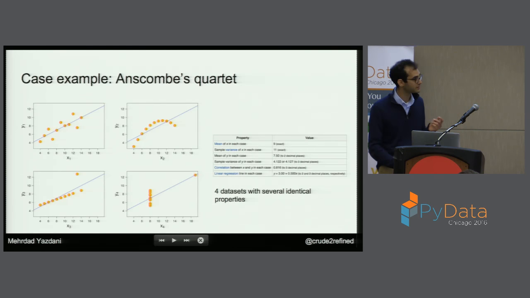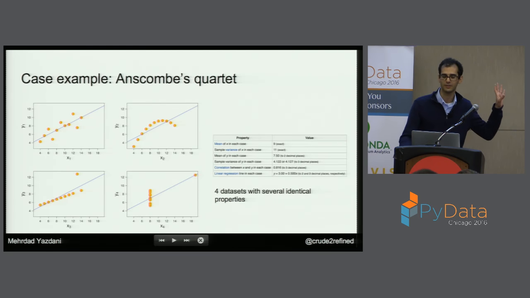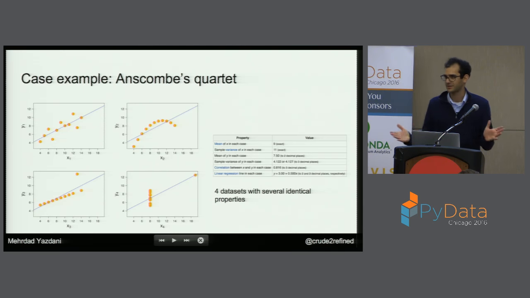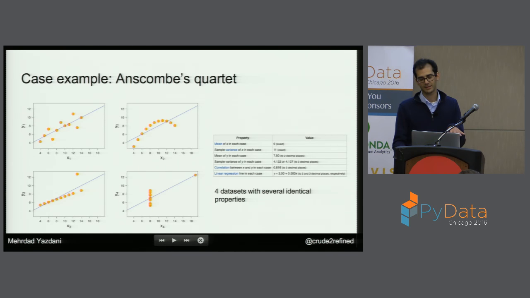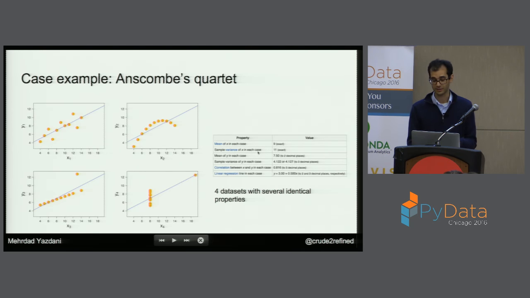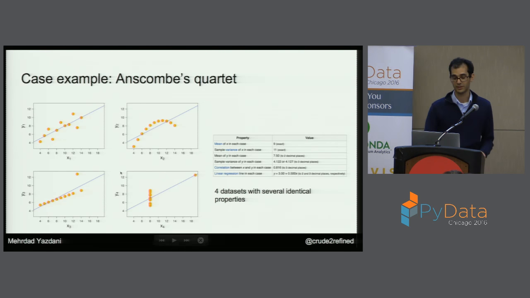One of the reasons why the graph is so powerful, I think, is this classic example called Anscombe's Quartet. If you haven't seen this, this is four different data sets. It's a synthetic data set, but this happens in the real world too. So it's four different data sets that have essentially identical summary statistics. These four data sets have identical means in X and Y, identical variances, identical correlations between X and Y, and also their linear regression is practically the same for each case, right?